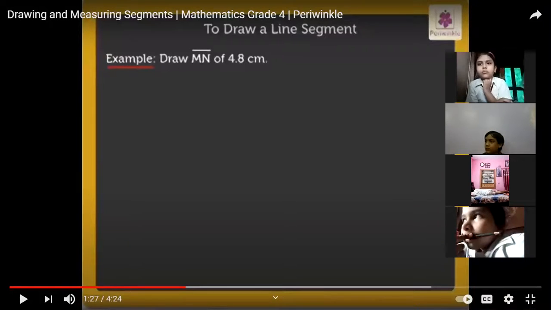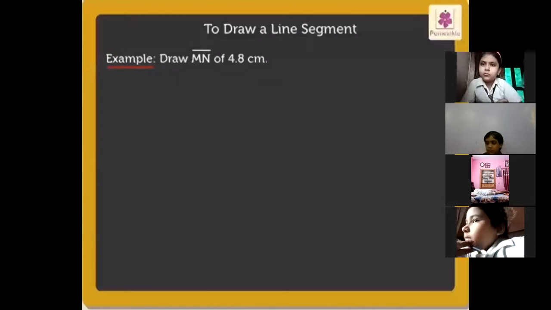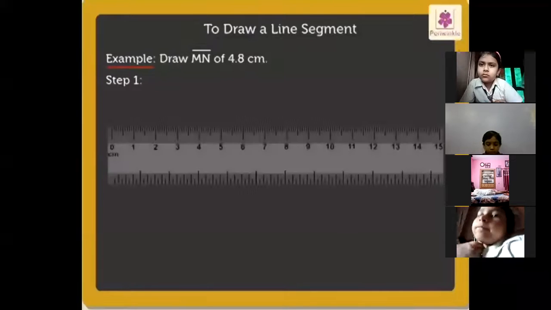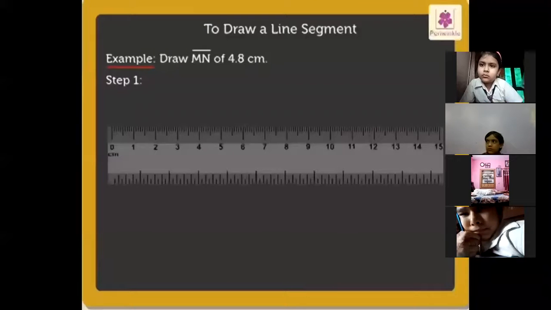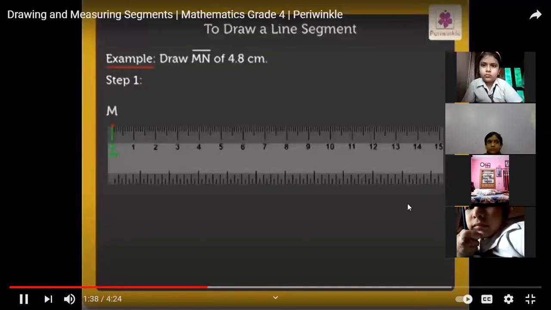This can be done in 3 steps. Step 1. Take a ruler and mark point M at 0 centimeters on the ruler. So beta, this is the first step.